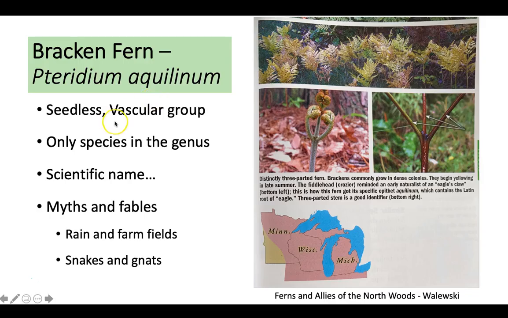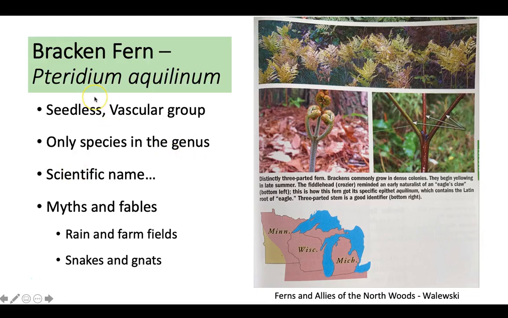So first of all, ferns, along with horsetails and club mosses, are in the seedless vascular group. So still no seeds like the mosses, but we've added vascular tissue. That's how they're able to grow upright off and out of the ground. This is the only species in its genus, which isn't a super common thing to happen.